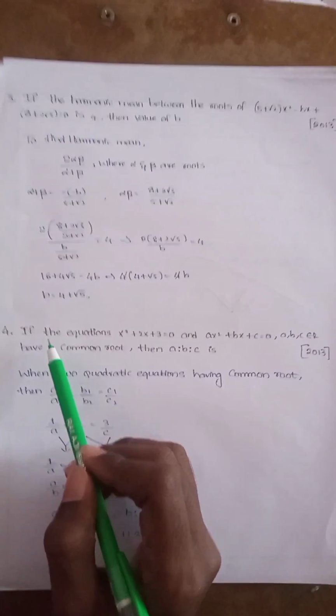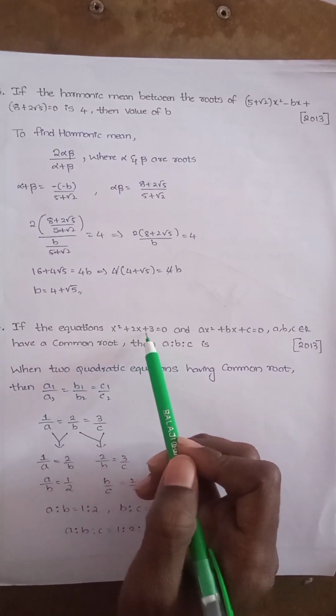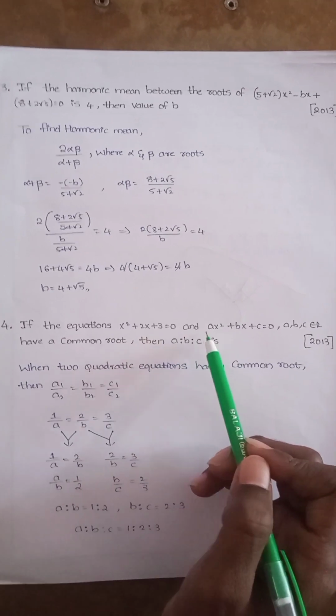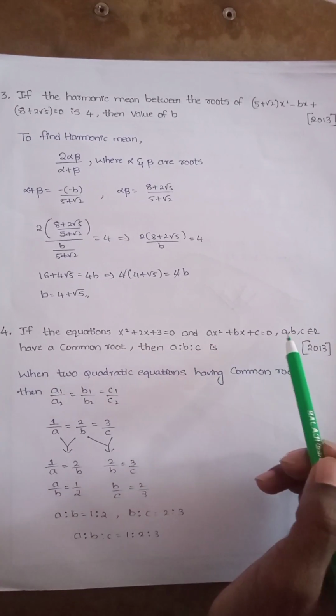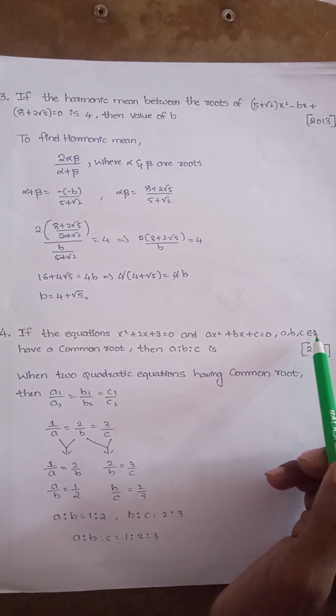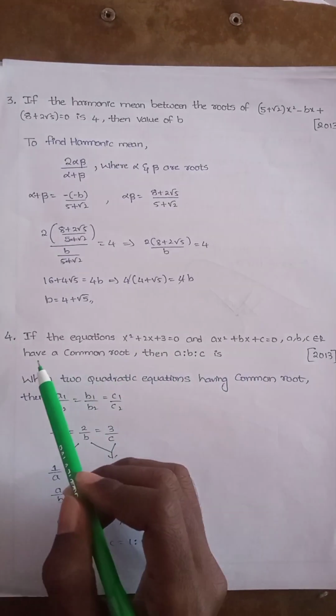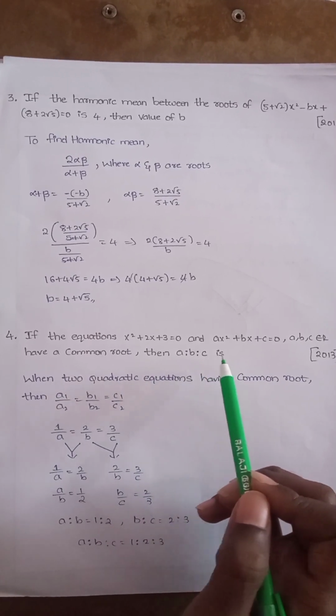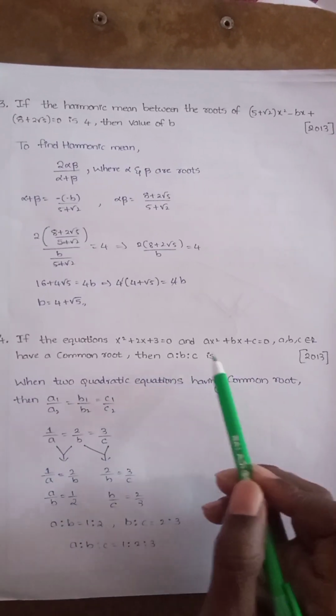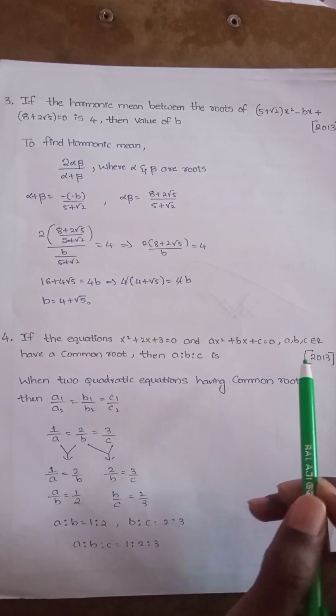And the next question is, if the equations x square plus 2x plus 3 is equal to 0 and ax square plus bx plus c is equal to 0, and a, b, c belong to R, that is rational numbers, have a common root, then a is to b is to c is equal to what? And it was asked in the year 2013, right?